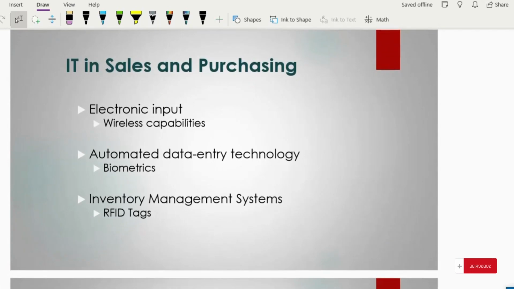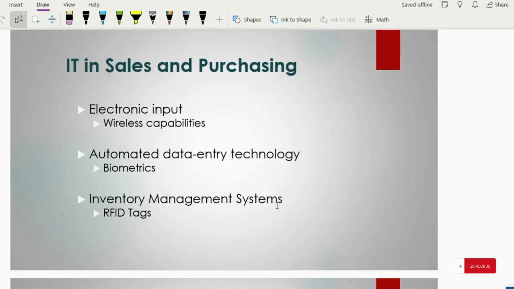So this is the end of the two business processes which we were supposed to discuss in this chapter. Now let's take a review of how IT can help in sales and purchasing. Now most of the inputs are electronic, because of the wireless capabilities. Most of the documents are in soft copy, so they can be connected with the system, and by reading those codes we can enter the data in the system. So automated data entry technology is there now in IT, and we discussed biometrics in our previous topics in more detail.